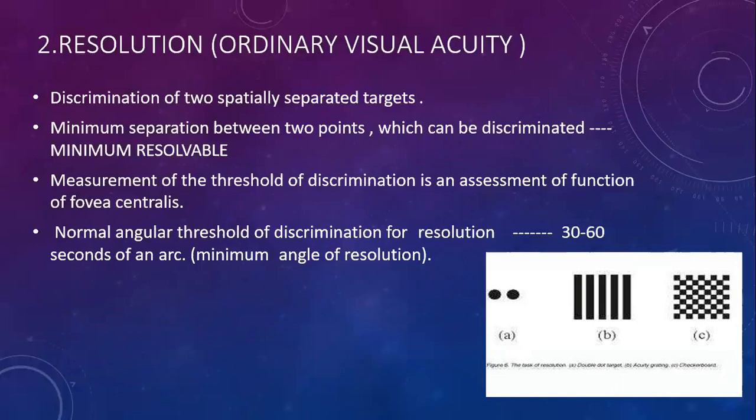Measurement of the threshold of discrimination is an assessment of the function of the foveal center. This depends purely on the foveal center, the central part of the macula and the retina. That is the foveal center. Last time we read that, so that's the pure part.